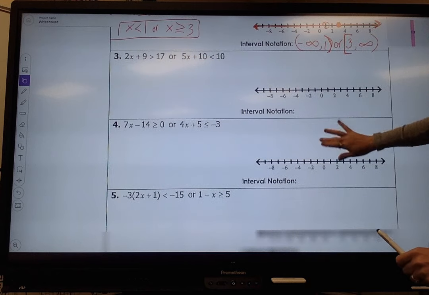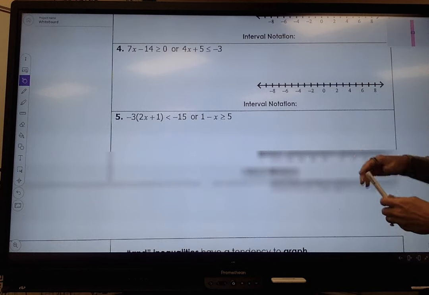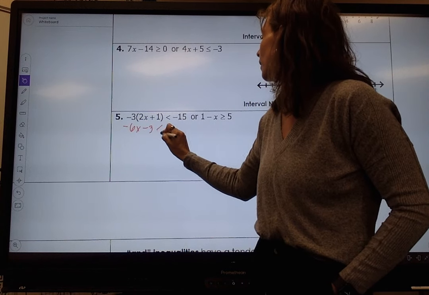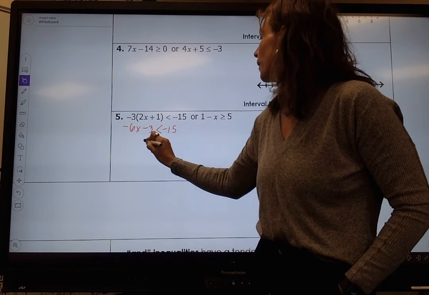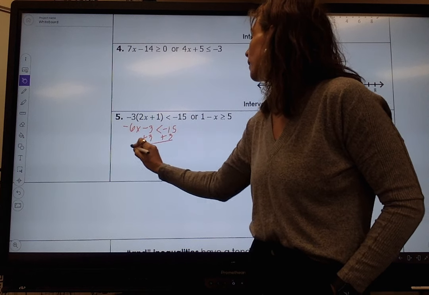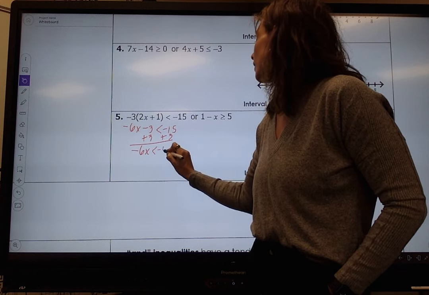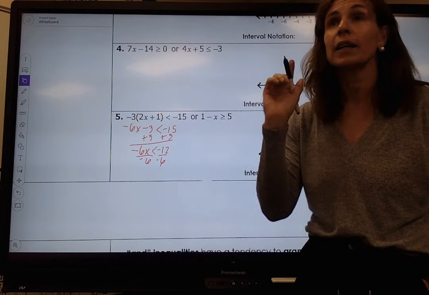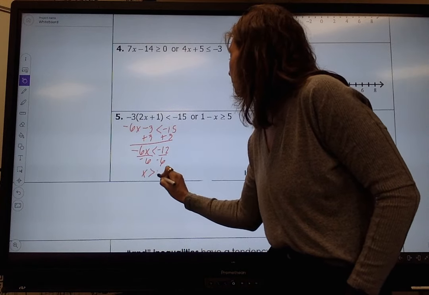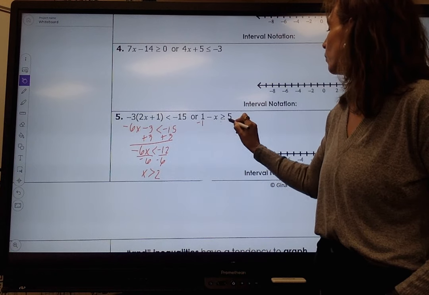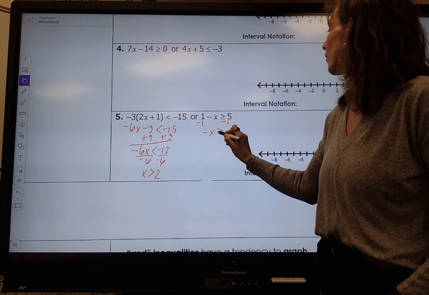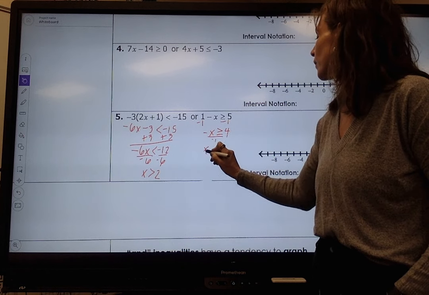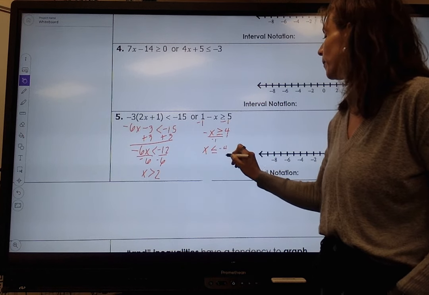All right, let's take a look at one more on number 5. Distribute if needed. I need to. And I'm going to add 3 here. Negative 6x is less than negative 12. Divide both sides by a negative. When you divide by negative, you've got to flip your sign. Okay, over here, I subtract 1. Negative x is greater than or equal to 4. I divide everything by negative, so I flip it, and I flip it.